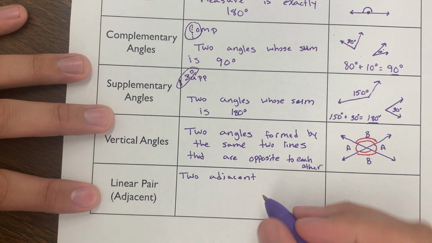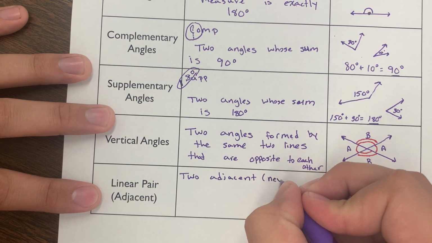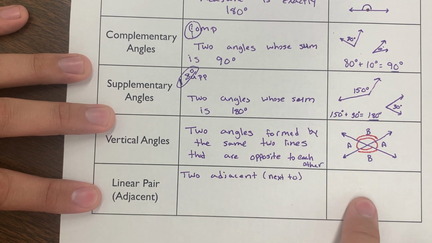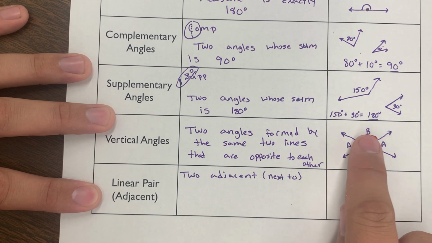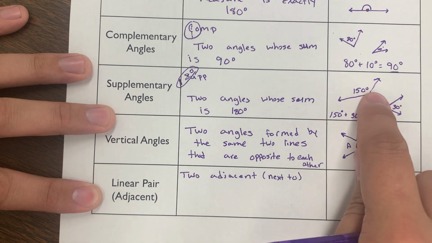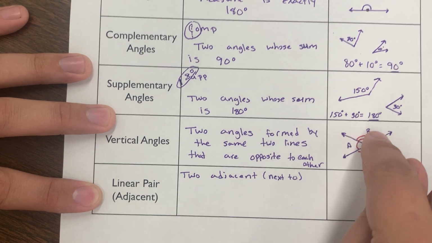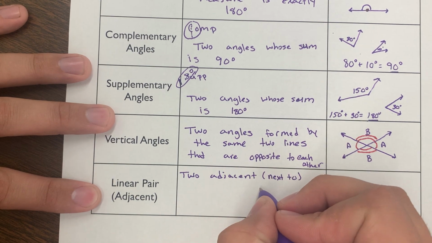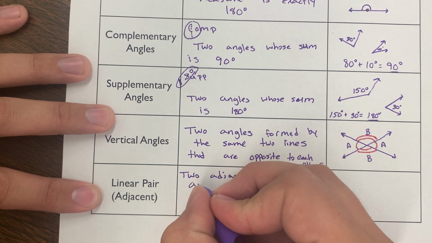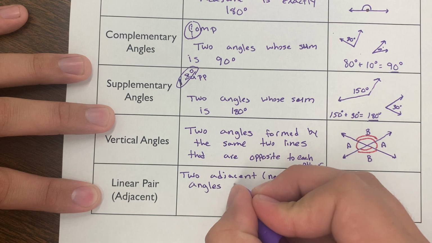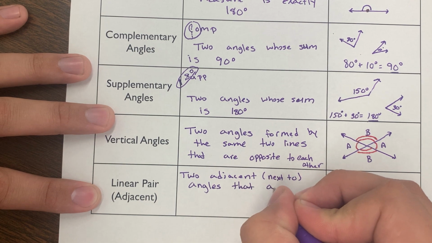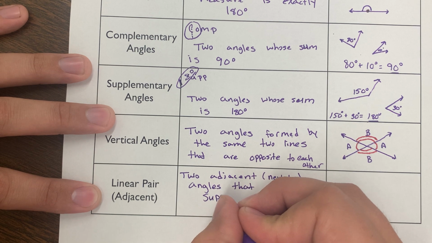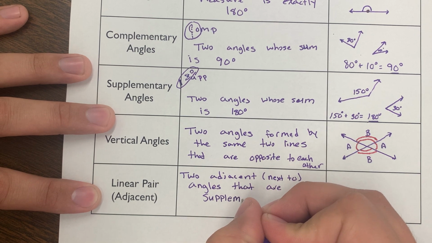Maybe we don't remember what adjacent means, right? Adjacent means next to. Like this box is adjacent to this box. This box is adjacent to this box. This box is adjacent here, right? Anything that's next to each other, that would be considered adjacent, right by each other. So 2 adjacent angles that are also supplementary. So it's 2 adjacent angles.